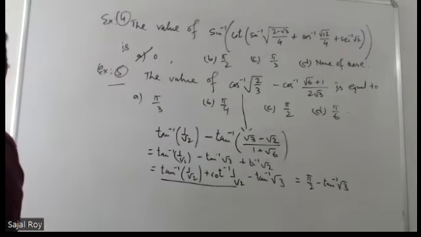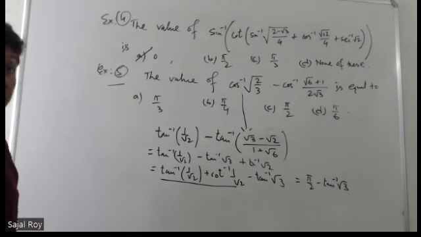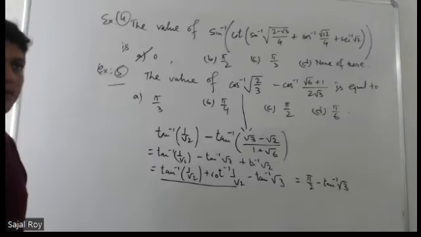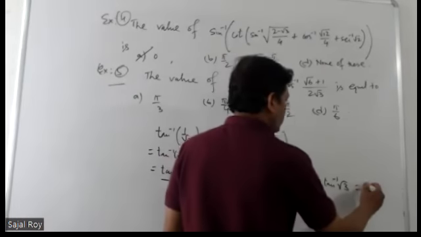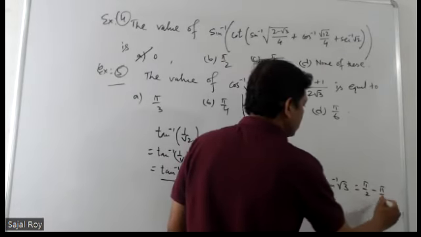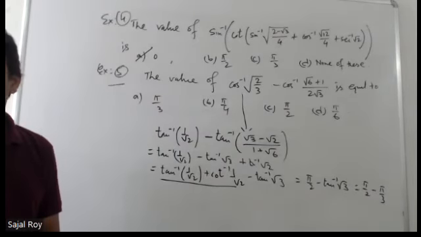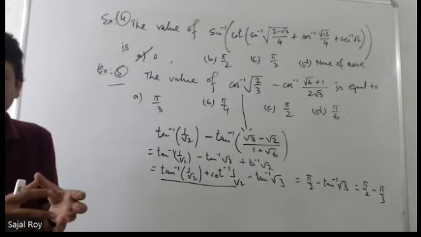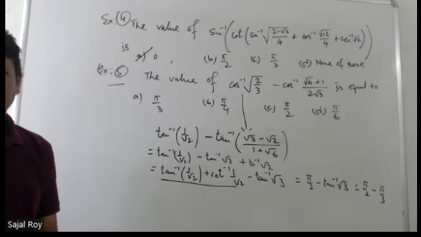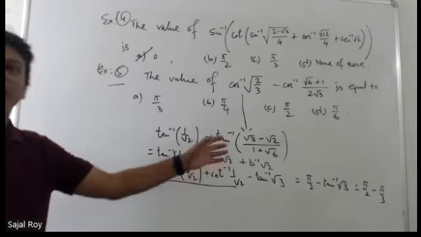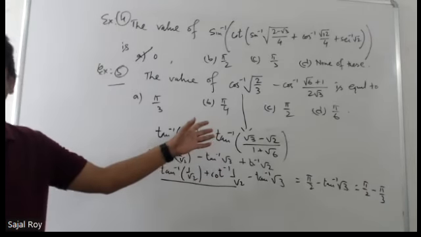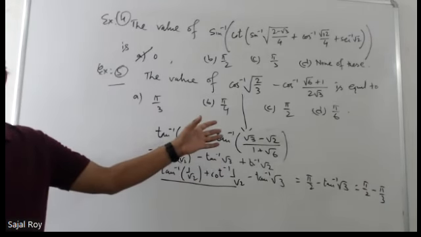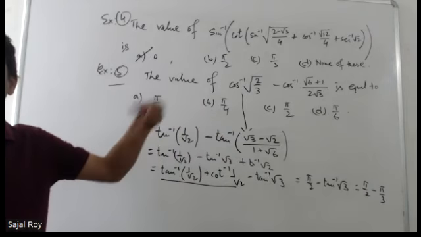And what is your tan inverse root 3? Pi by 3. So pi by 2 minus pi by 3. So the thing is how quickly you are applying the properties and quickly getting the solution. That is the main thing. You could have done it in a different way, but it will take a lot of steps to calculate. Very quickly you have to calculate using the properties.